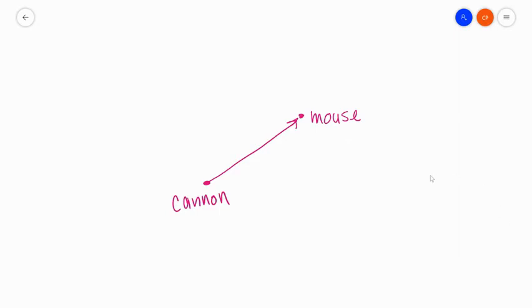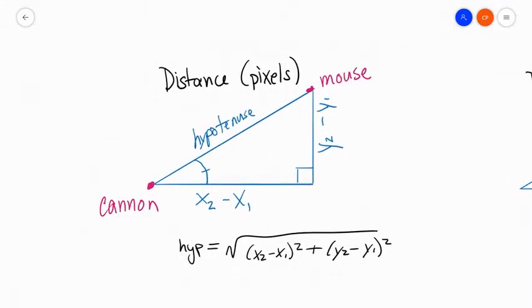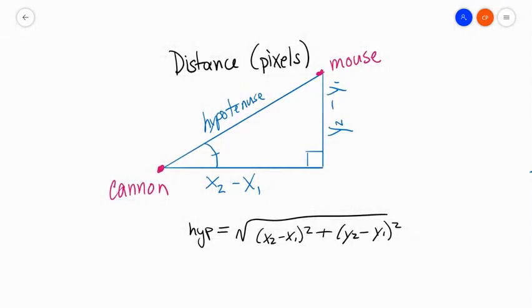In this video, we're going to discuss how to fire a projectile from a cannon towards a mouse and maintain a consistent velocity along this line, regardless of where the mouse is in our game. So the first thing we need to do is look at our distance triangle.